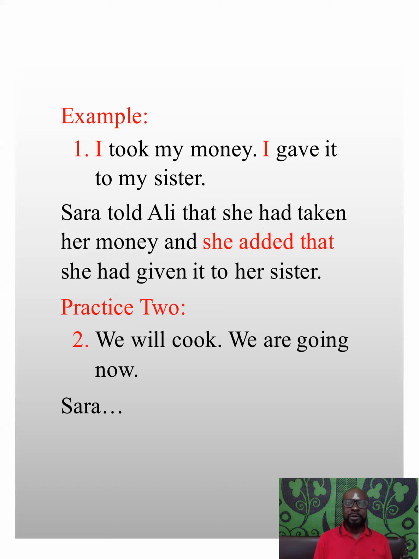Another example. I took my money. I gave it to my sister. Sarah told Ali that she had taken her money and she added that she had given it to her sister. This time, we are adding, she added, because the first sentence begins with I and another one begins with I. There is no need to change the reporting verb.